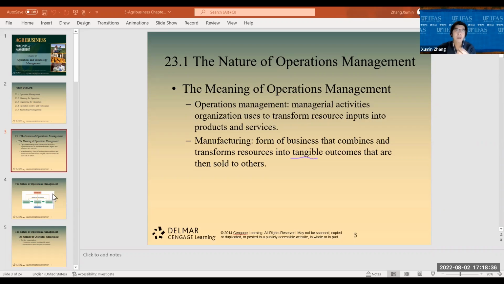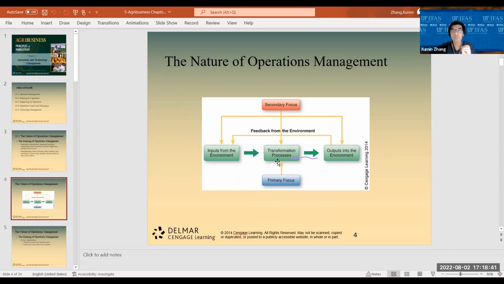Take a look at this diagram. When we talk about operation management, what are we managing, primary focus? Actually, operation management is mainly focused on the transforming process. When we talk about control, we control what? We control from the beginning to the end.